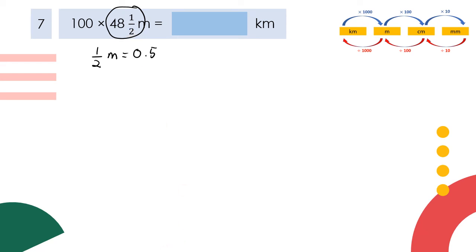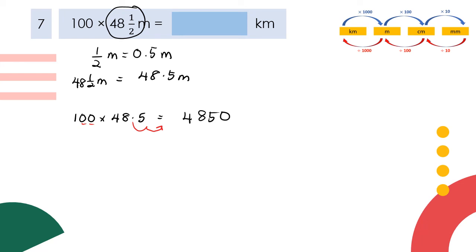So, 1/2 m equal to 0.5 m. So, 48 and 1/2 m equal to 48.5 m. So, we can solve this question. 100 times 48.5. So, we have 2 zeros. So, we can move the decimal point 2 steps to the right. So, you got the answer 4850.